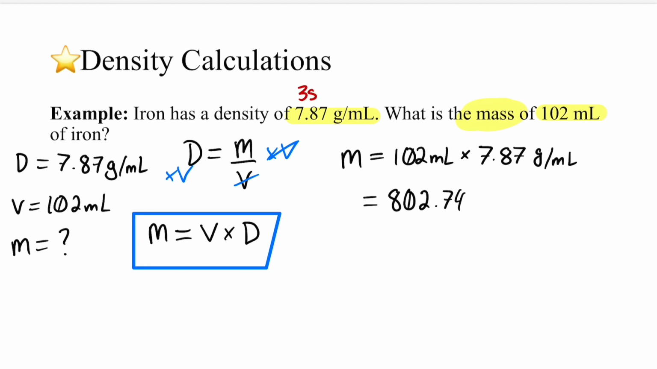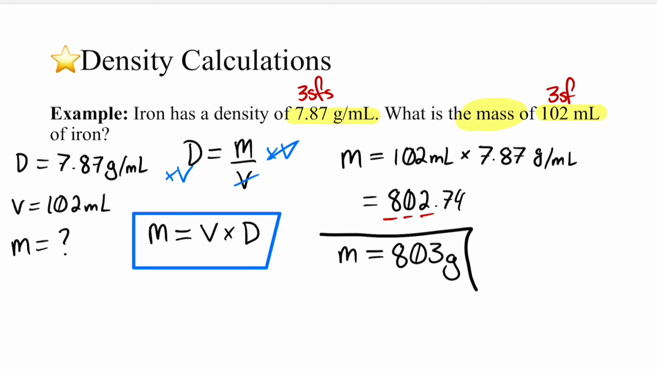7.87 has 3 significant figures. 102 also has 3 sig figs, which means my final answer needs to have 3 significant figures. So my final mass is 803 grams. And that is the basics of density calculations. If you know the formula and you can identify what you're given and rearrange that formula, you're going to be good to go for density.